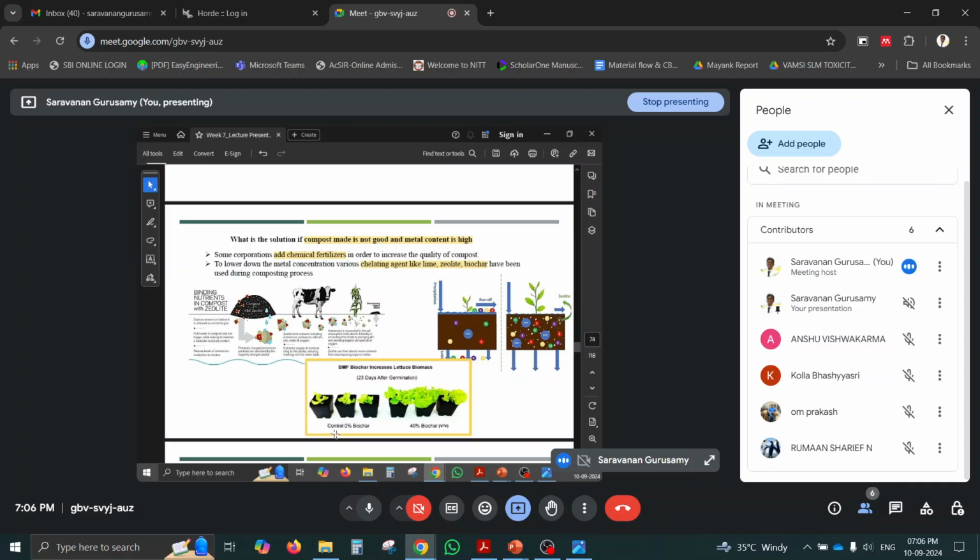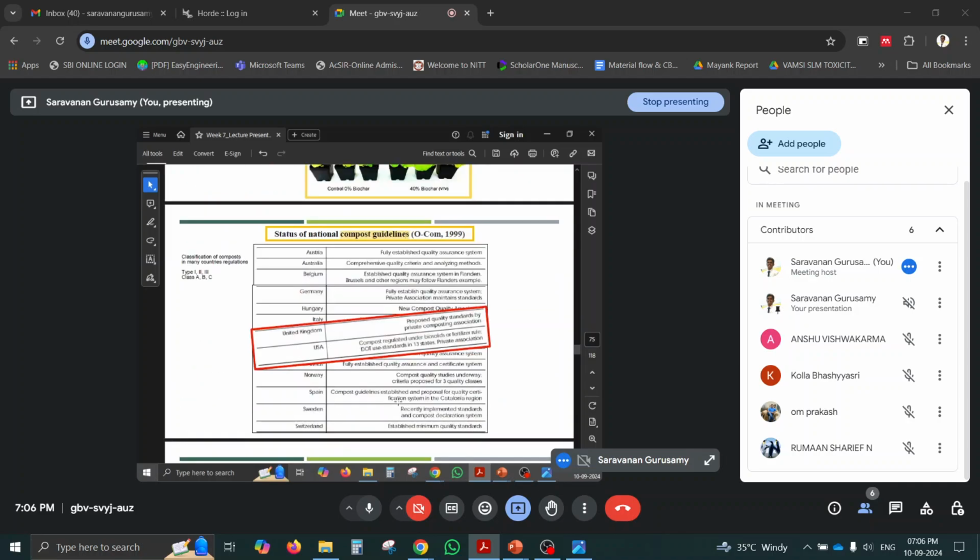You can see this example. Control, that is the normal compost, will give less growth, and if you are adding compost and biochar, that trapped the heavy metal, and the plant growth, that is the lettuce they have tried, so lettuce growth was higher. Okay, this is the thing.